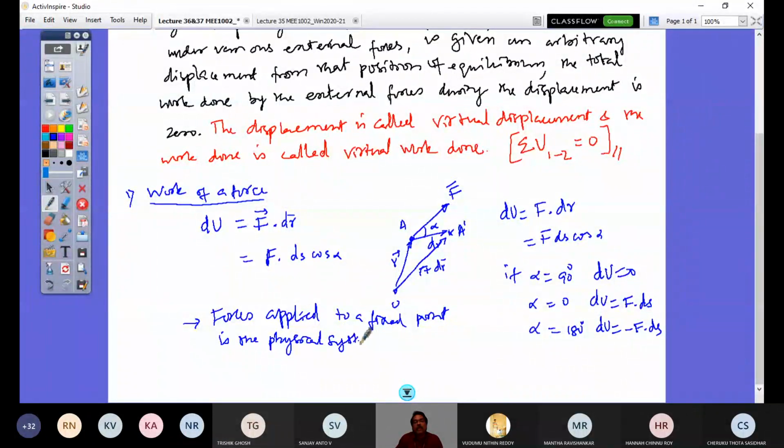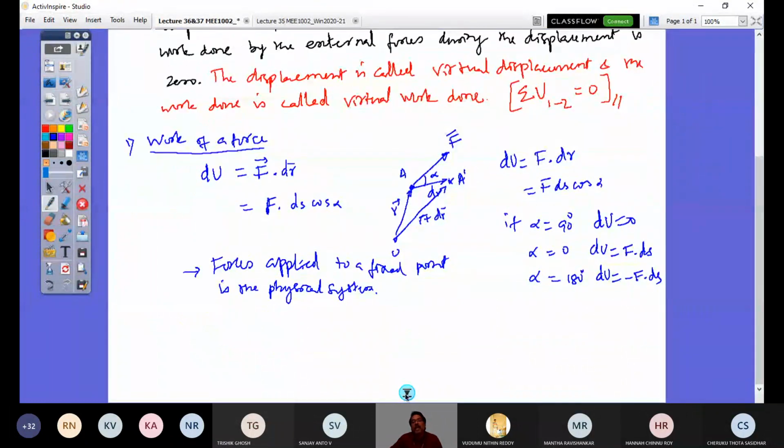So what is that point? Take a frame which has supports, one simply supported frame. One point is hinged, the other point is a roller. The hinge point will not have any translation. If I apply an external force at the hinge point, there will be no displacement possible, and that force will not participate in the work equation. So a force applied to a fixed point in the physical system will not do any work.